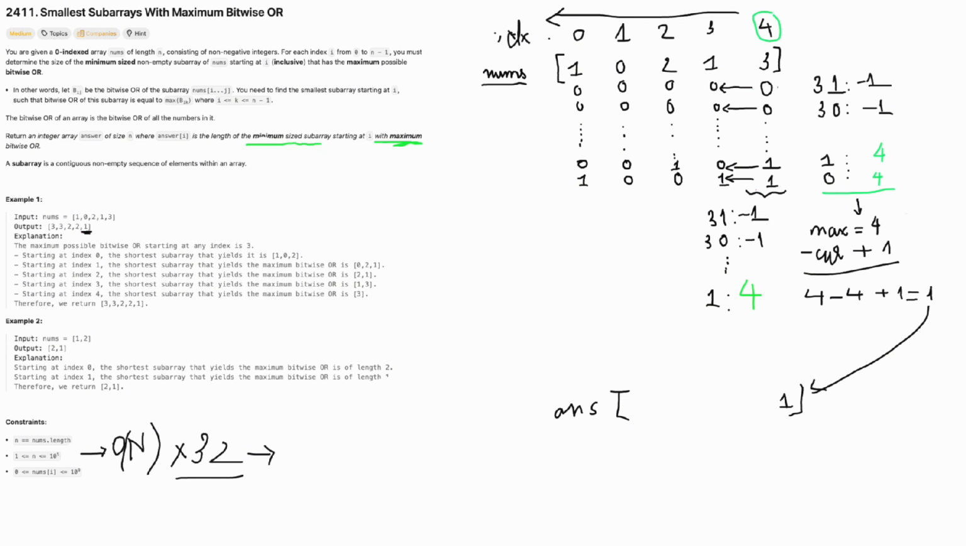So what if it is 1 to 1? Here, because we want to minimize the size of the array, right?